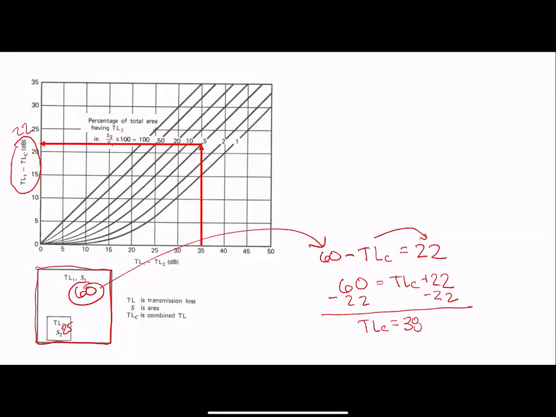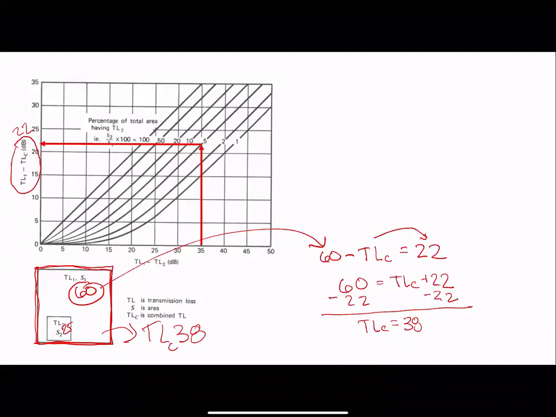Now, two things with that. Again, don't just look at that as a number. What does that mean? What it means is that the new transmission loss of this wall that's 95% opaque with a transmission loss of 60 and 5% transparent with a transmission loss of 25, the composite for the whole thing is going to be a transmission loss of 38.